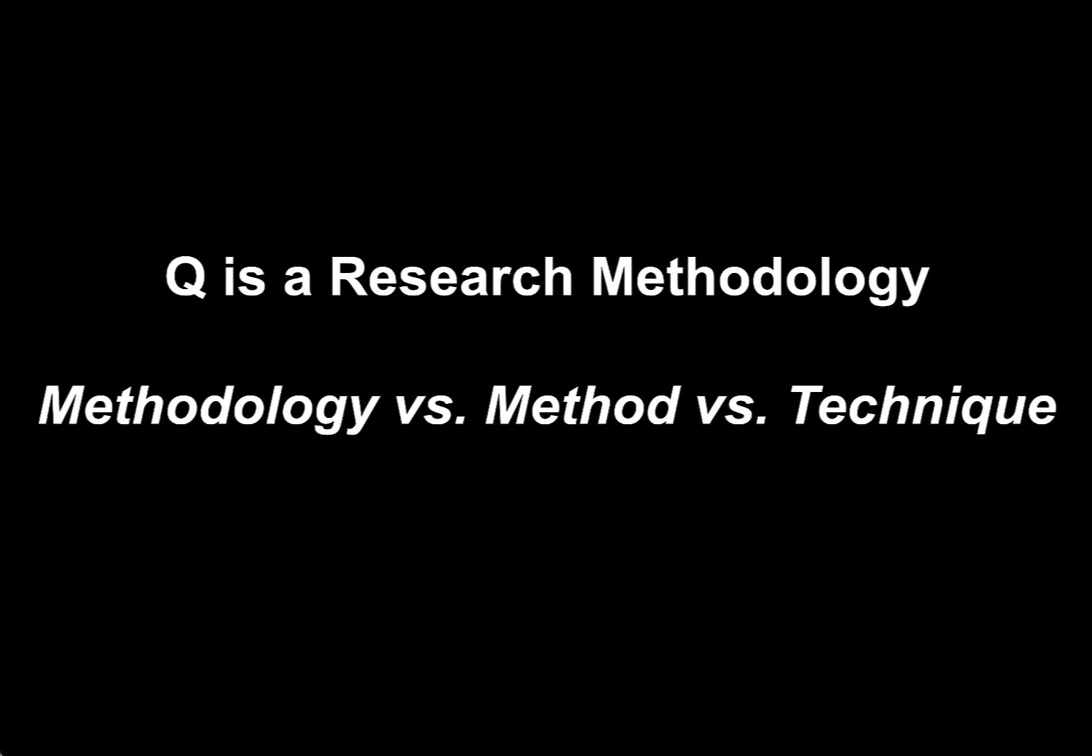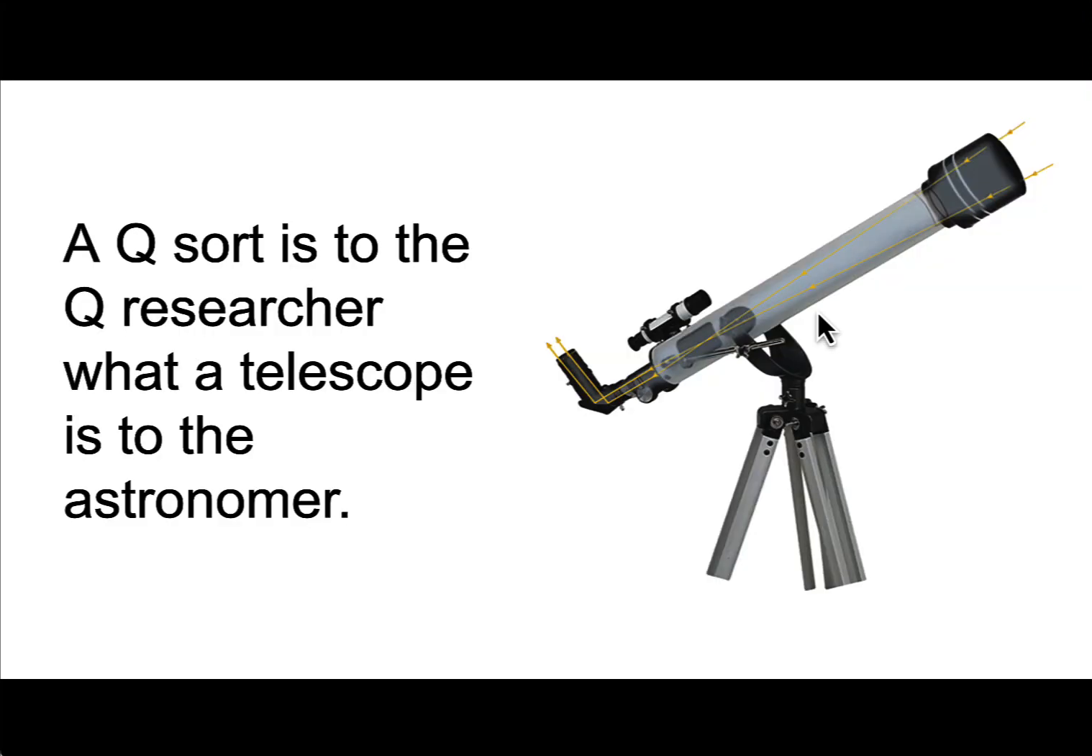And I bring this up because a lot of people at the beginning focus very strongly on the technique of Q sorts, and they kind of begin to equate Q with the technique. But it is only, again, a technique for data collection within a very robust methodology. In fact, I really like to make the point that a Q sort is to the Q researcher what a telescope is to the astronomer.